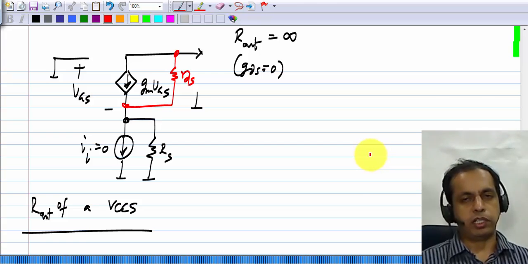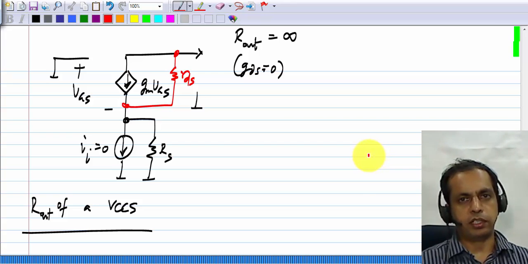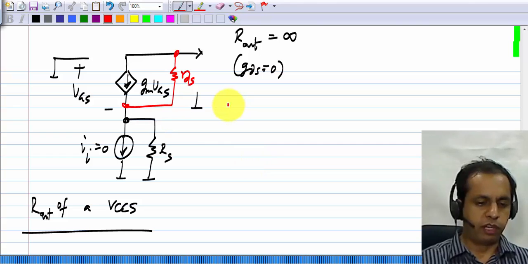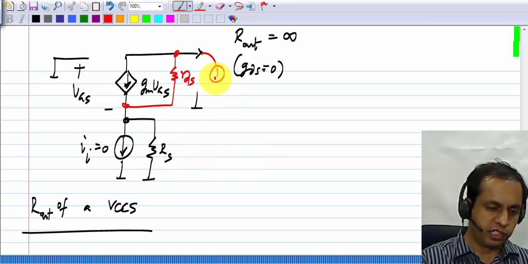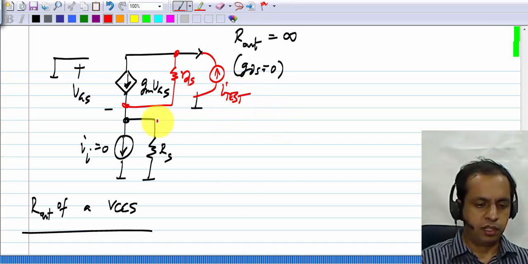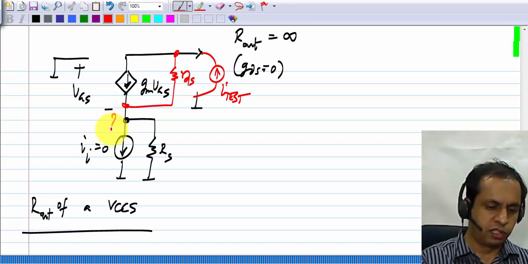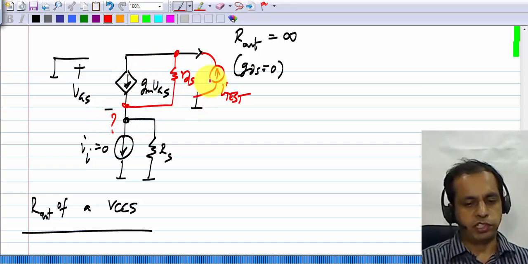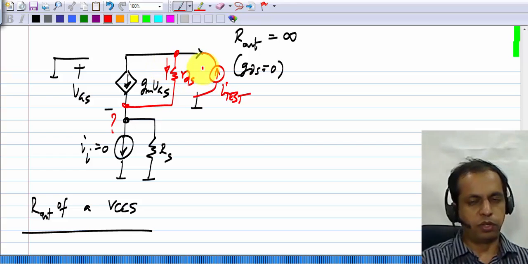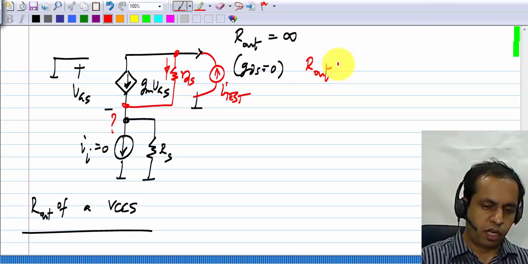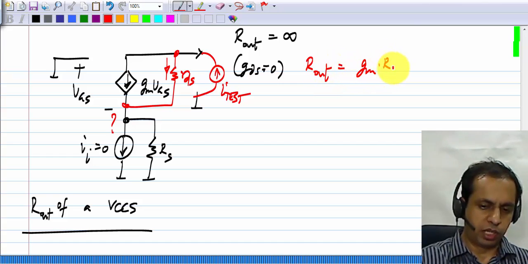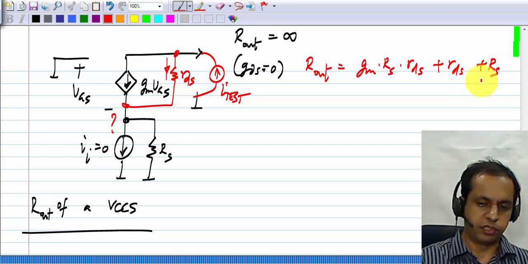Okay, it will make the output resistance different from infinity. It will be finite, and I won't evaluate this again. As I mentioned earlier, in the case of the voltage controlled current source, it's easiest to evaluate it with a current input I test. Then you can first calculate this voltage, then calculate VGS from there, calculate the current flowing through RDS and find the answer. The answer turns out to be R out equals GM times RS times RDS plus RDS plus RS.